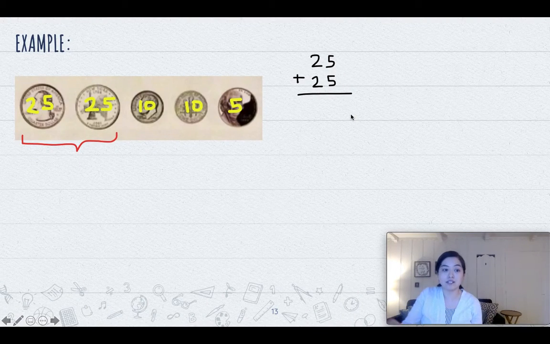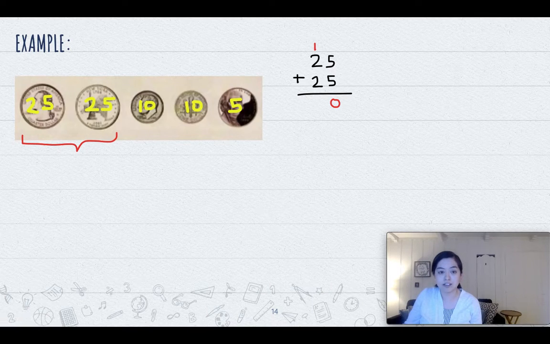Let's count on. 2 quarters is 25 and 25. That's hard to count on. So I'm going to do some vertical addition here where I stack up the numbers 25 and 25. The ones are stacked on top of one another. The tens are stacked on top of one another. Let's add the ones first. 5 and 5 make 10. So I'm going to put a 1 in the 10 spot and a 0 in the ones answer spot.